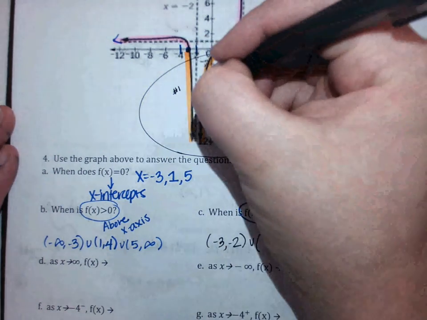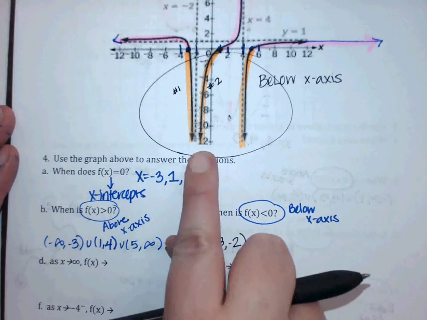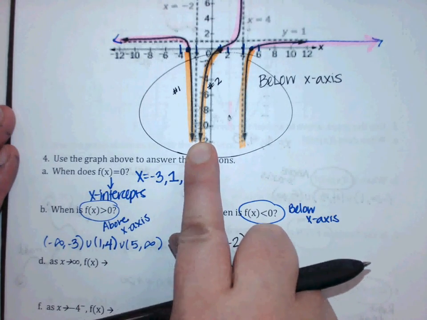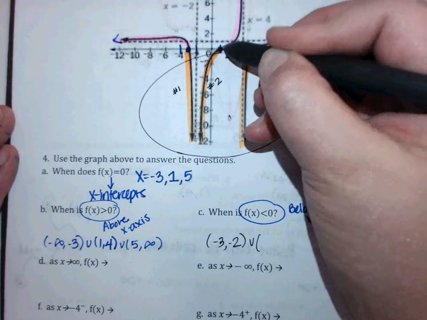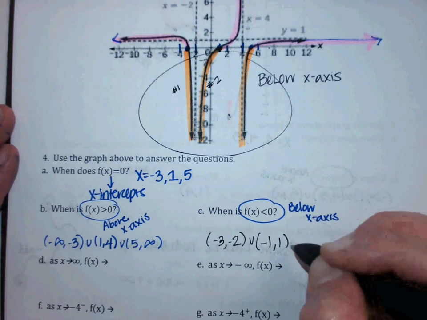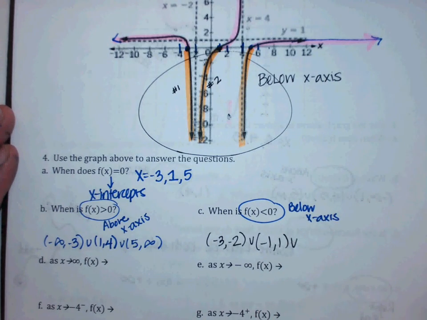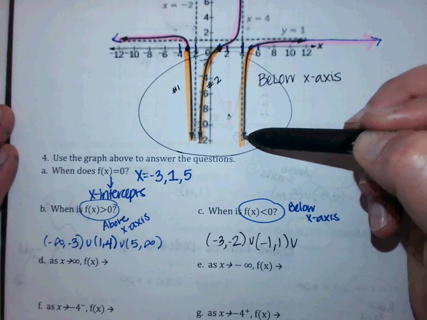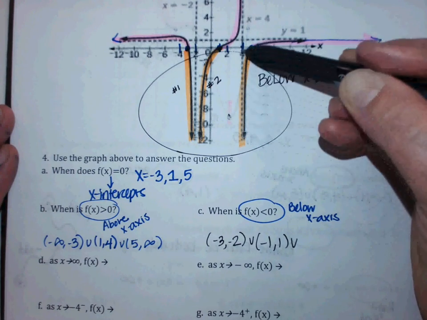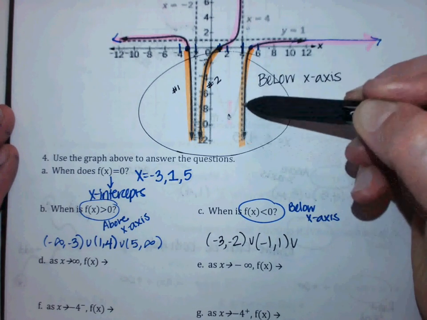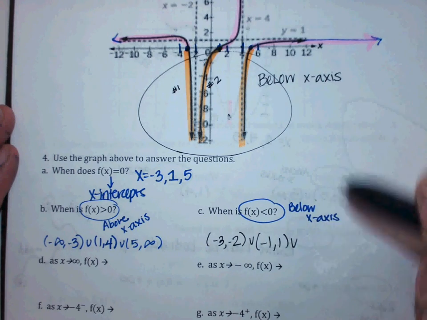Part number 2, I'm in here. When does it start off? At -1, and it goes until 1. Okay, then my last part over here, it starts off negative at what asymptote? 4, and it stays negative until when? 5.